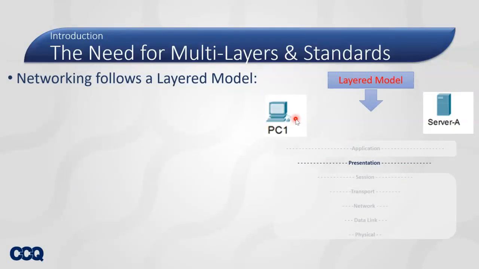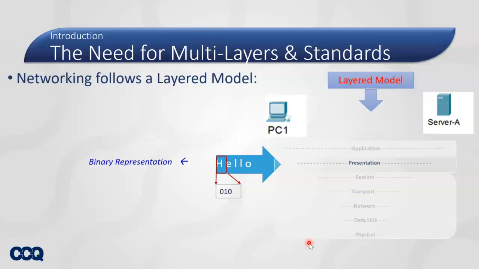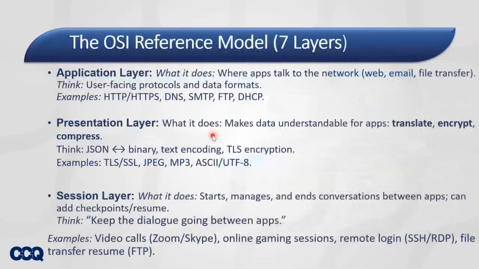When a PC sends a message to server A, it goes through 7 layers: application, presentation, session, transport, network, data link, and physical. So when PC1 sends hello, the hello is transformed into bits and goes through these layers. Now we will speak about each layer in detail.